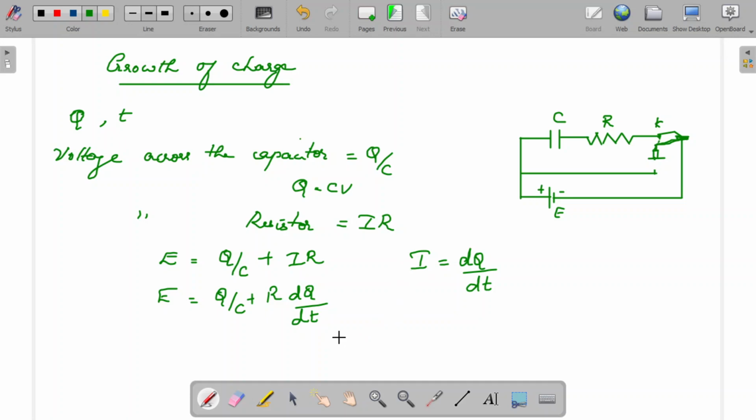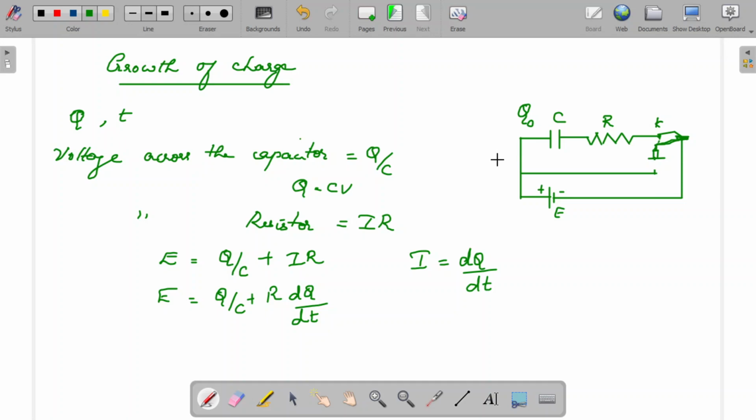Now, what happens? The capacitor will continue getting charged till it attains the maximum charge. So when the switch is put on, or the circuit comes into the closed circuit mode, or when the EMF is applied for a short period, the capacitor will attain charge, and after some time we know that the capacitor will attain its maximum charge. Let Q0 be the maximum charge of the capacitor.